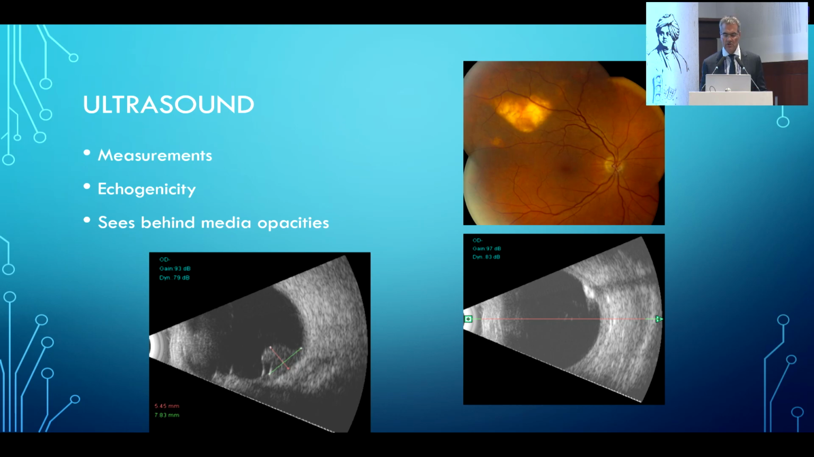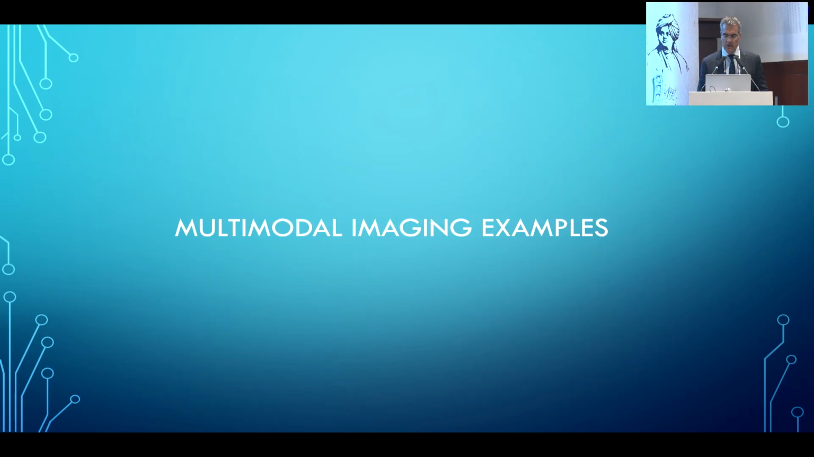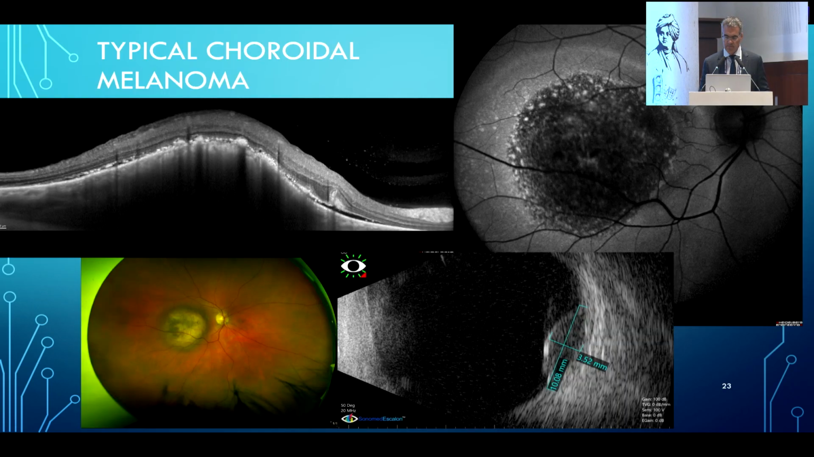The other part of the multimodal imaging platform is ultrasound, of great use both in tumours to allow you to measure the size of the tumour and characterise its echogenicity, and also, of course, imaging the posterior segment in the setting of media opacities. So let's look at some examples. So here is a typical choroidal melanoma with multimodal imaging confirming the classic suspicious features of thickness, fluid, lipofuscin, and ultrasound hypoechogenicity.